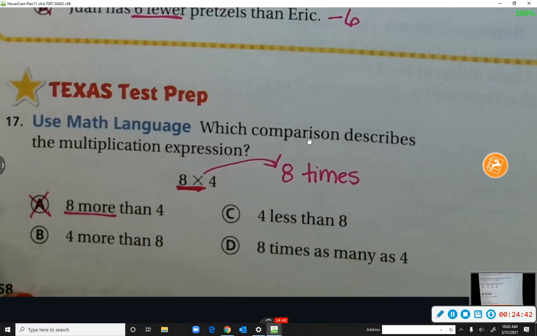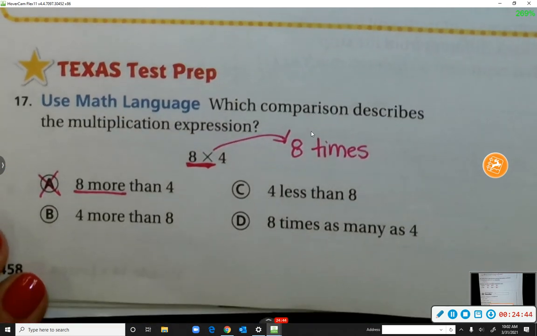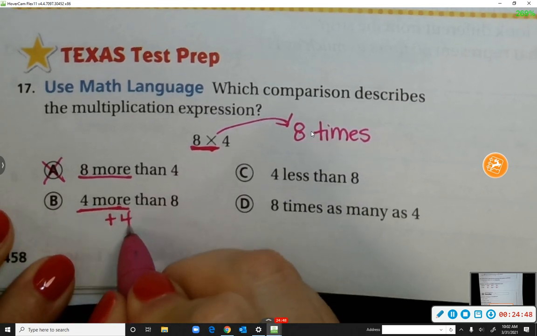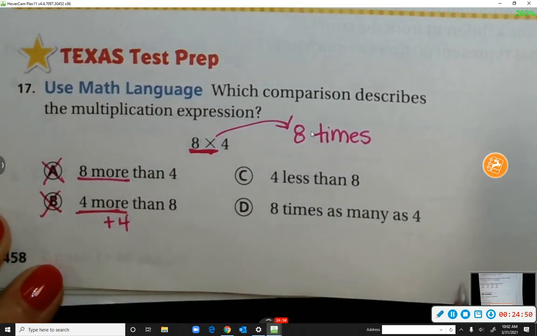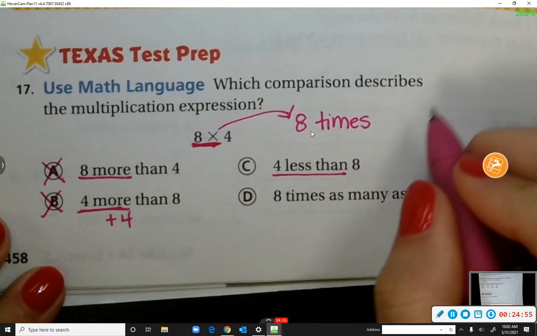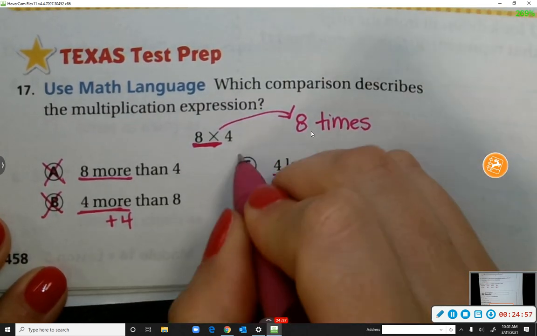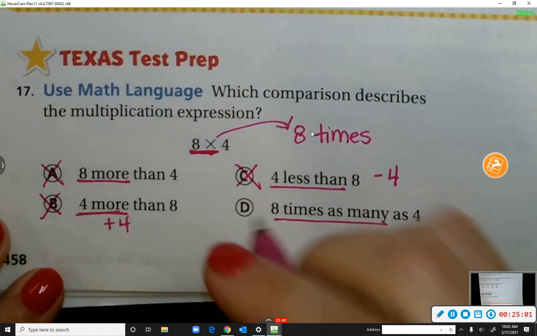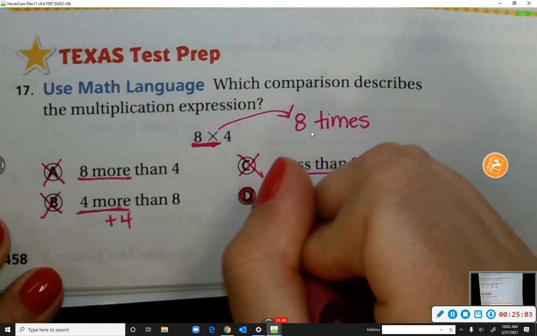The 8 does have to go in the front, but not even just that. What does 4 more mean? Add. We're not adding here. We're multiplying, okay? See, 4 less than 8, what does that mean? Subtract 4, okay. 8 times as many as 4? Yes. Okay, good. Now, is it getting easier?